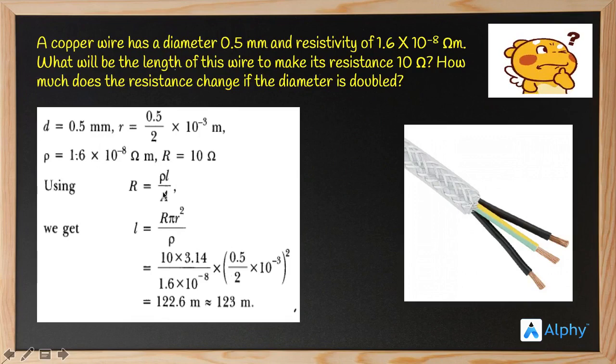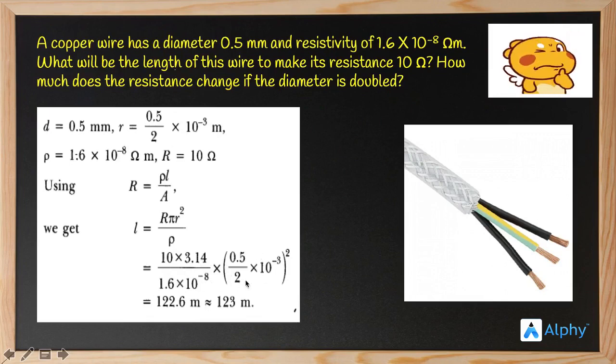So we know R is equal to rho L by A, where rho is the resistivity, L is the length, A is the area of cross section, and R is the resistance. We need to find out the length. So L is equal to R pi r square by rho, since area can be written as pi r square. So just rearrange the equation and substitute all the values. R is 10, pi is a constant, 3.14, and r is 0.5 by 2 × 10^-3 whole square, divided by rho, which is 1.6 × 10^-8.